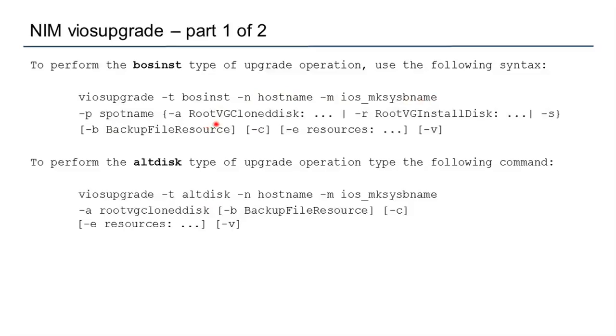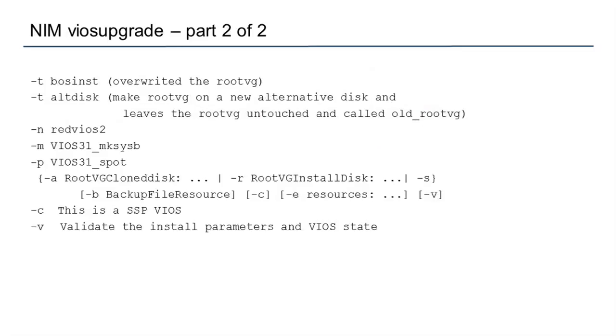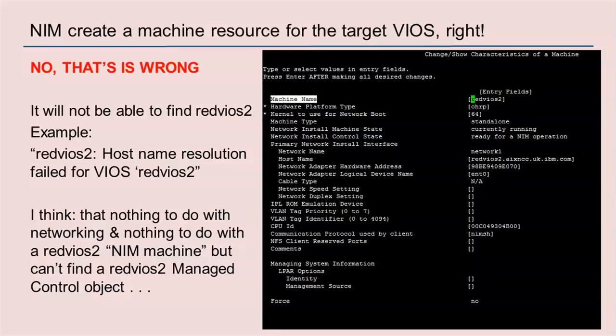You can use this method if, for example, your VIOS server has a multi-disk root VG. That's what these commands in here are for. So you can say the root VG is on these 3 disks, and the alternative needs to be on these 3 disks. And the resources option allows you to bring in your network config and other things like that. So I'm going to leave you to work through those combinations. I'm just going to show you some examples.